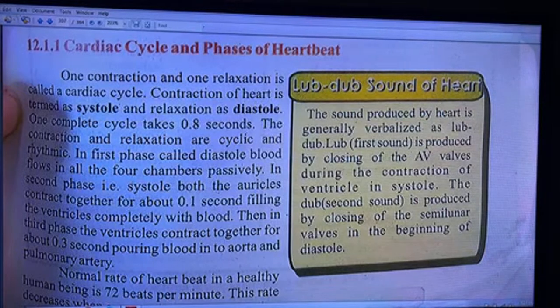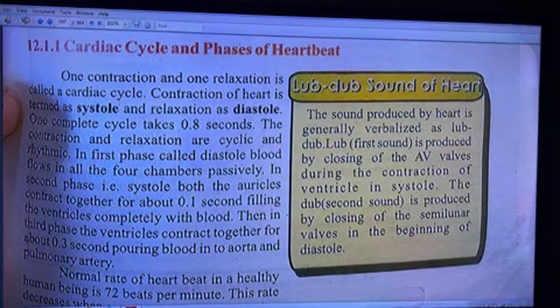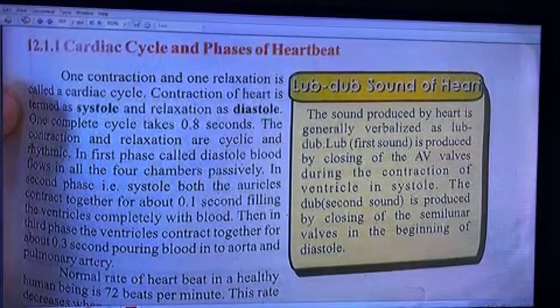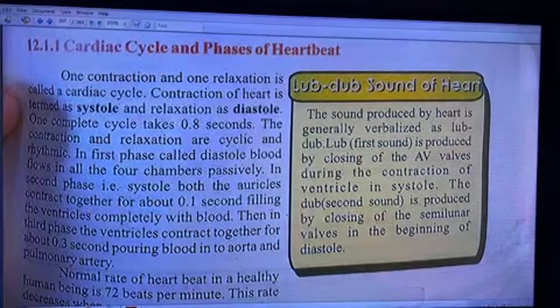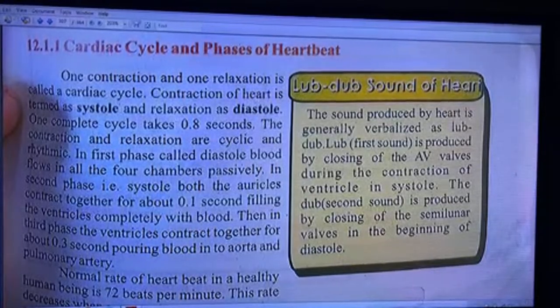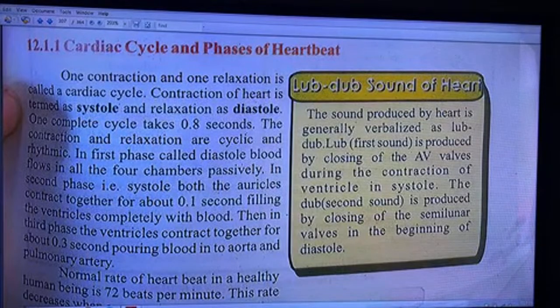In the first phase, called diastole, blood flows into the four chambers passively. In the second phase, systole, both the auricles contract together for about 0.1 second, filling the ventricles completely with blood. Then, in the third phase, the ventricles contract together for about 0.3 seconds, pouring blood into the aorta and pulmonary artery.